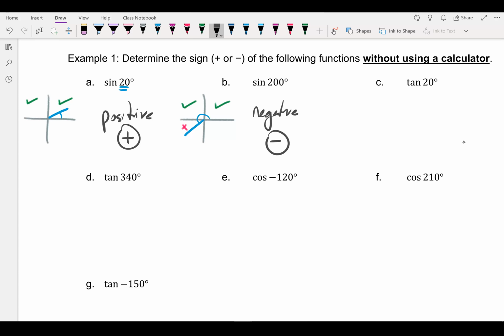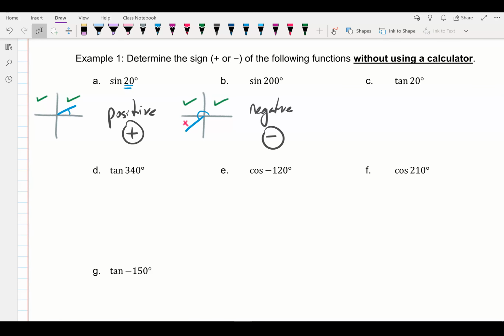I'll do one more. Tan of 20 degrees is in the first quadrant. In that quadrant, everything's positive. Tan is also positive in that quadrant if we needed to. But in this case, we're fine. We know that it's in the first quadrant. We know that things are all positive in the first quadrant. So we can say that this is positive. Okay? So I would take a moment, pause the video, try to do D and F, and see if you can get them.